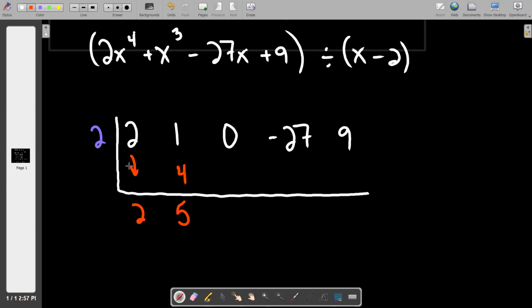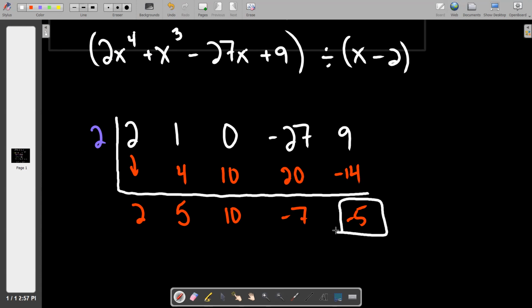Add, we get a 5. Multiply, we get a 10. Add, we get a 10. Multiply, we get a 20. Add, we get a negative 7. Multiply, we get a negative 14. Add, we get a negative 5. And then again, I would encourage you to box that.